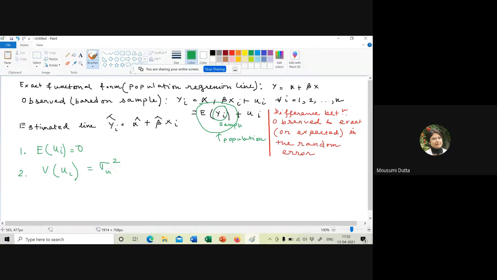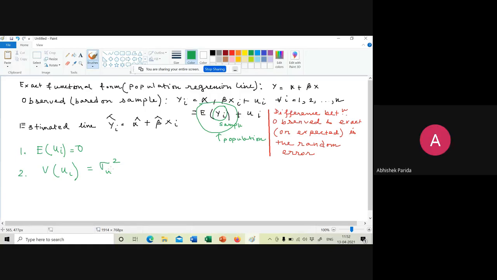This variance is constant. It is not sigma i square. It is not varying from group to group. There is a constant dispersion for all the groups. So these are the two assumptions which I explained in the last class, and I have to develop a few more. Any question?